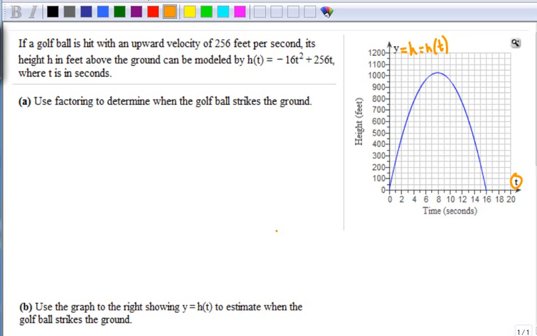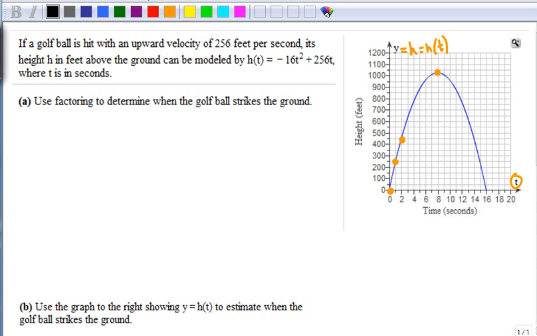So let's just use the graph to get a sense of what's going on here. At the point 0, 0 right here, the height is 0 at 0 seconds, meaning the golf ball started on the ground. 1 second later, it was about 250 feet high. 2 seconds later, it was maybe 450, somewhere right there, and somewhere around 8 seconds, maybe a little bit less, the height was over 1,000 feet, and at that point, it started going downward until it hit the ground.